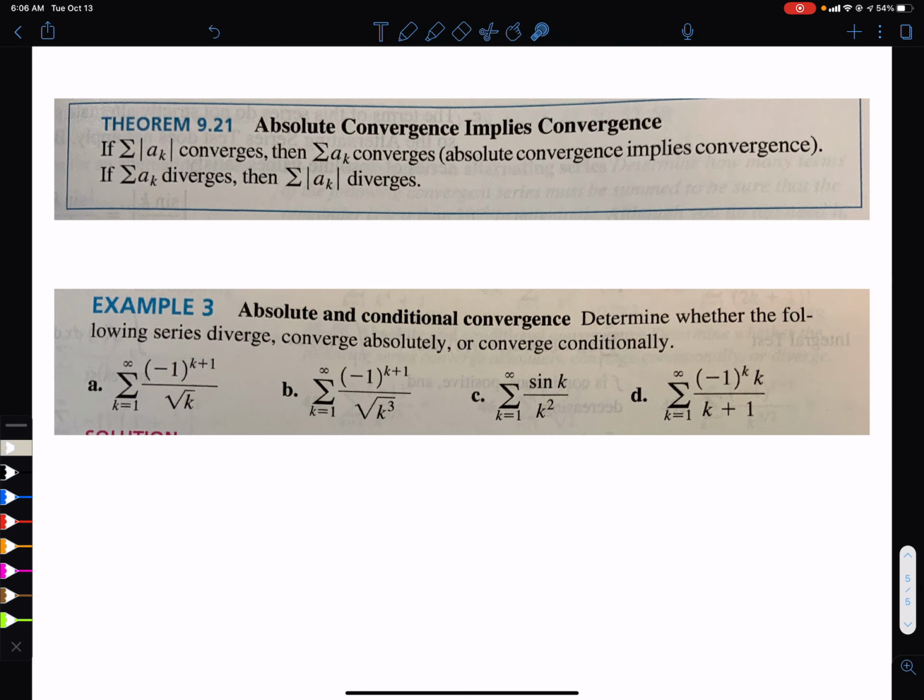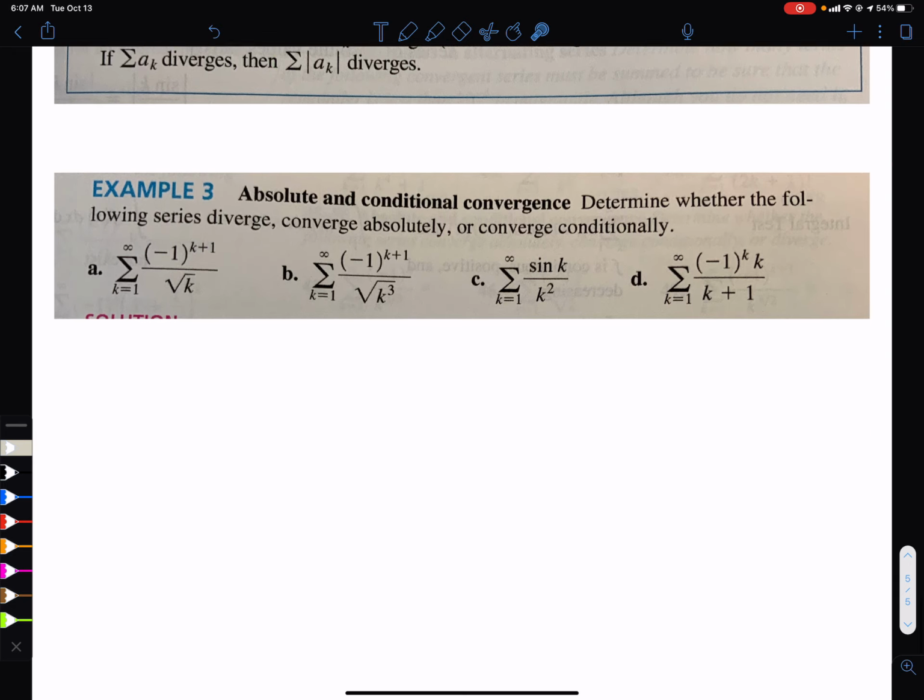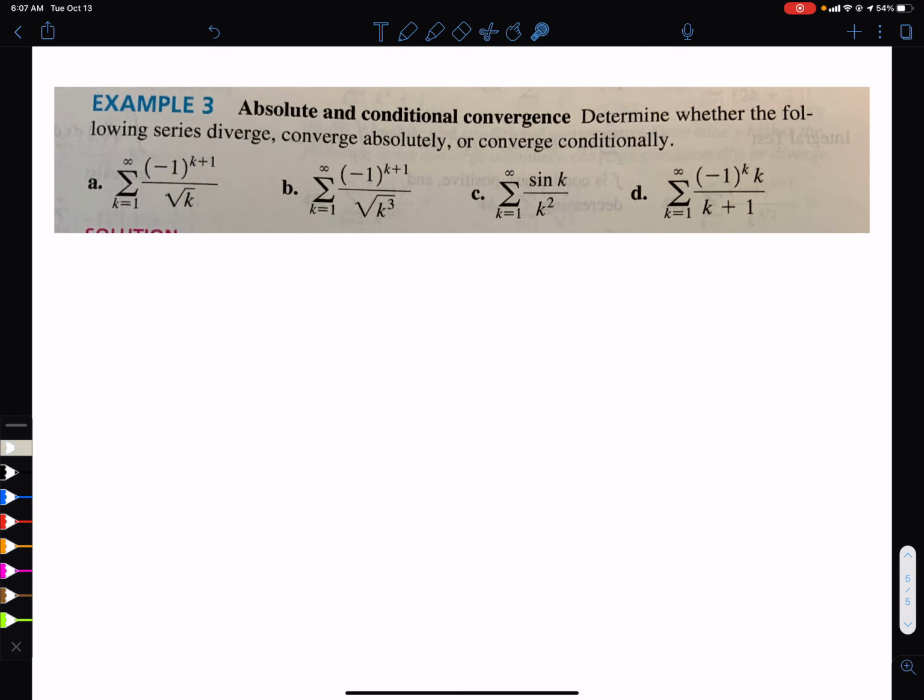This one's pretty obvious too. If the absolute value of the terms converge, then the alternating series will also converge, because that's going to be smaller because you're adding, subtracting. And they're saying if the alternating diverges, we know the absolute value will also diverge, because that's got to be bigger because they're all the same sign. So that's pretty obvious. I don't think you even need a theorem on that. Okay, this is the last example.